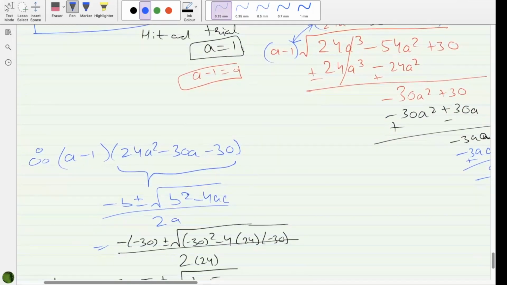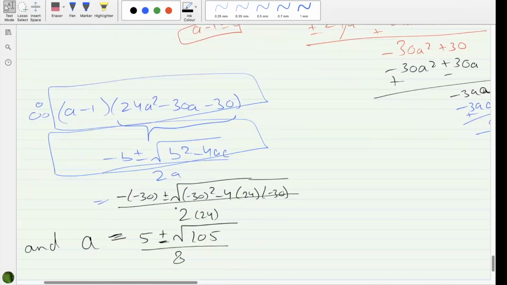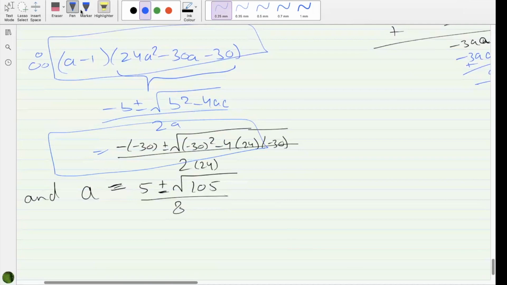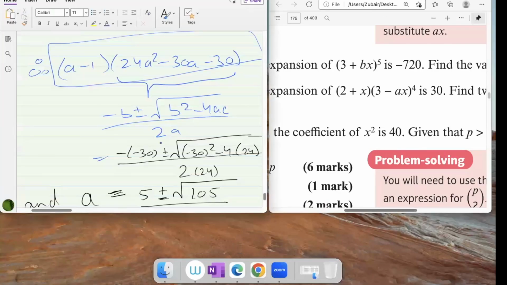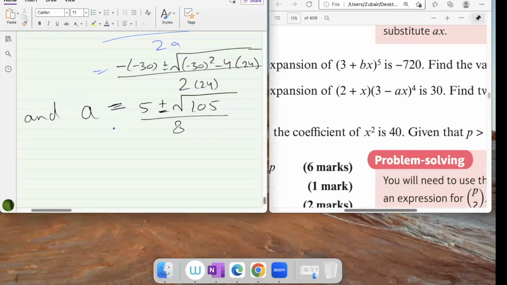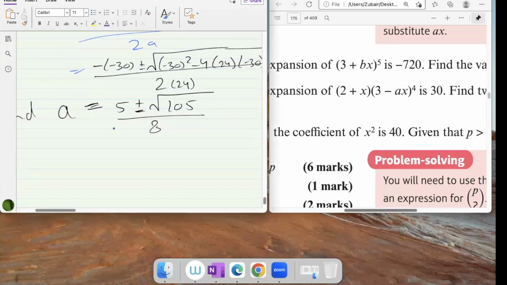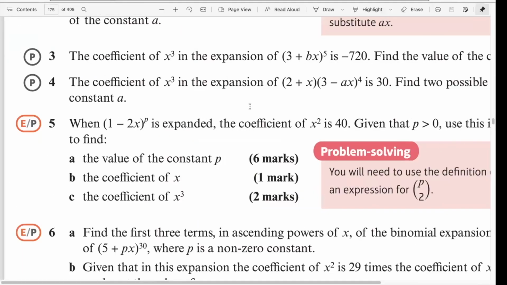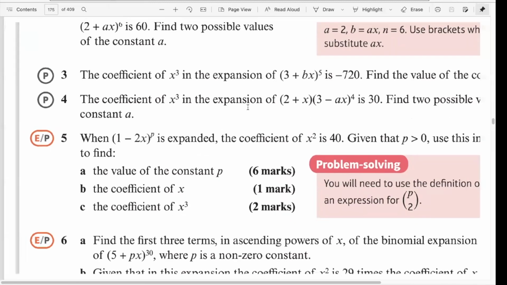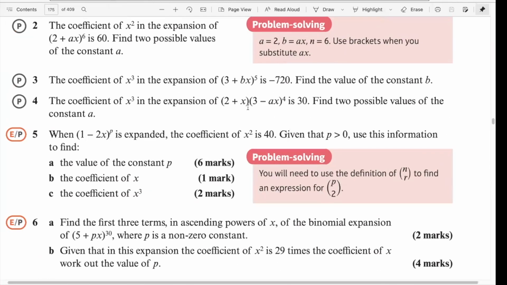You see, when we did this and multiplied these two to make it cubic, the right side is now a quadratic. When you solve this quadratic, your final answer is in decimal form. 5 plus minus square root 105 by 8. If we punch the answer, that will be decimal. But hit and trial is always an integer. Would this be an exam style question? Yes.